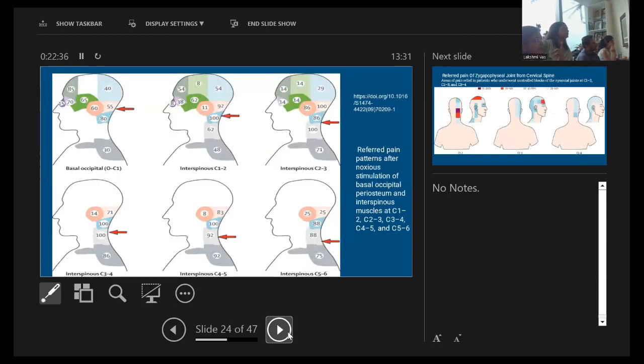This referred pain is coming from the noxious stimulation of the basal occipital periosteum and interspinous, like the cervical muscles, suboccipital muscles, or maybe from splenius capitis, even sternocleidomastoid. So the classical is from occipital to C1 and from C1 to C2. You will see major representation of pain over the frontal part, periorbital, temporalis, and zygomatic area. But as you go down, you will see less and less referred pain over the face.